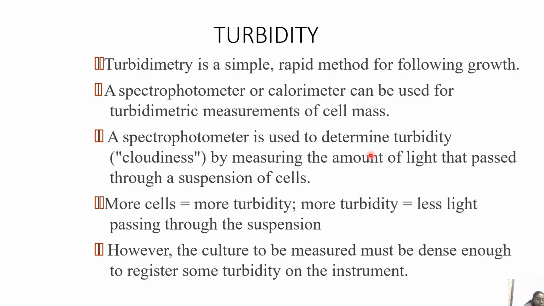So using a spectrophotometer, we measure the amount of light that passes through the suspension of cells. When there are fewer cells, more light will pass through. That means the transmittance will be more and the OD will be less. But if there are more cells, there will be more turbidity, so the transmittance, the light able to pass through, will be less. That means the OD or the absorbance will be more.